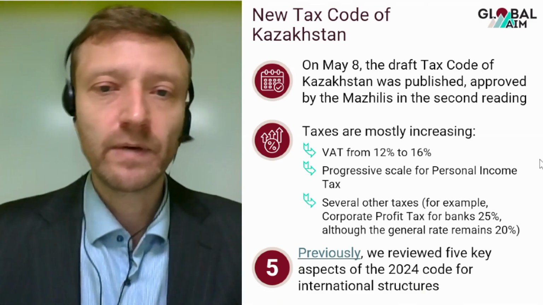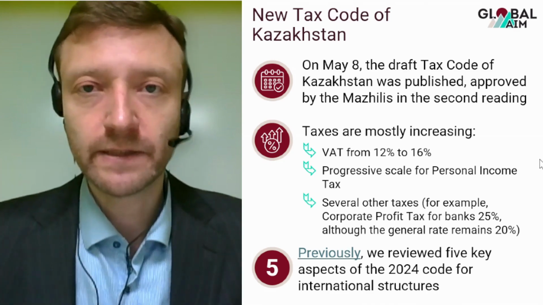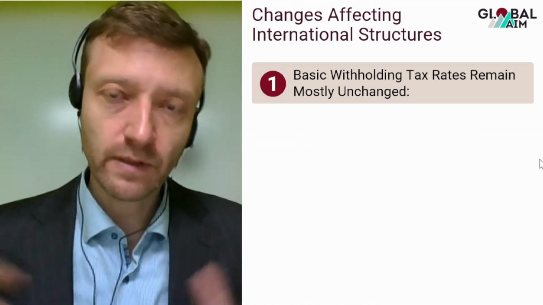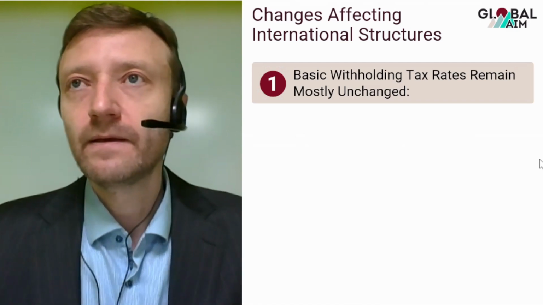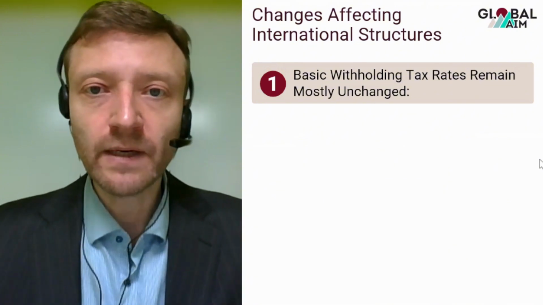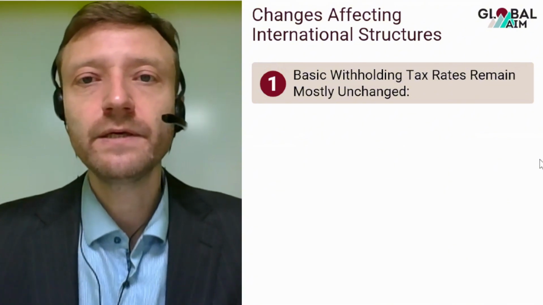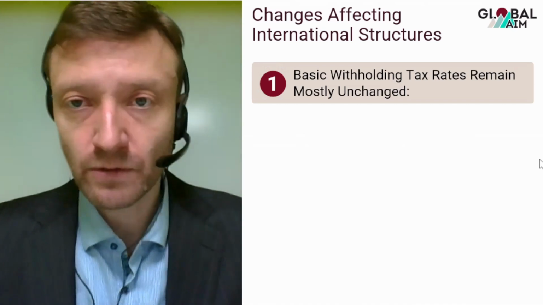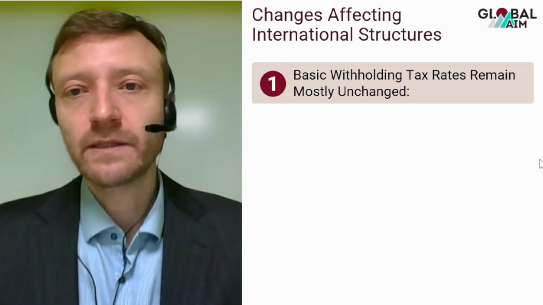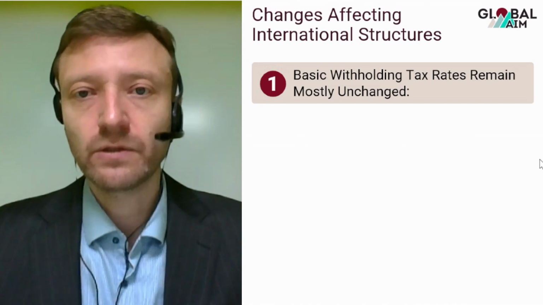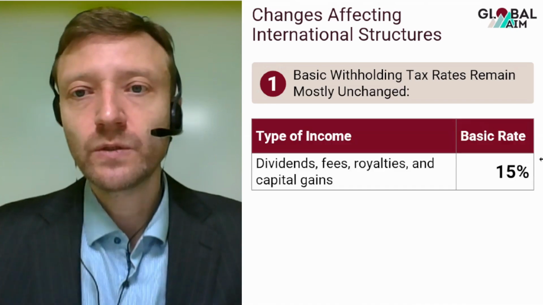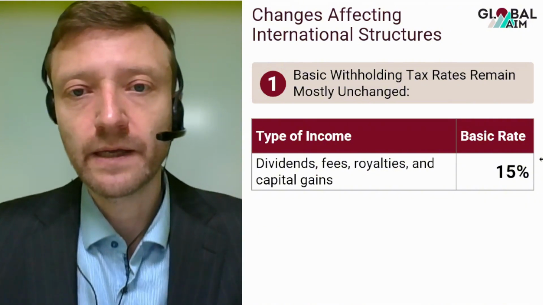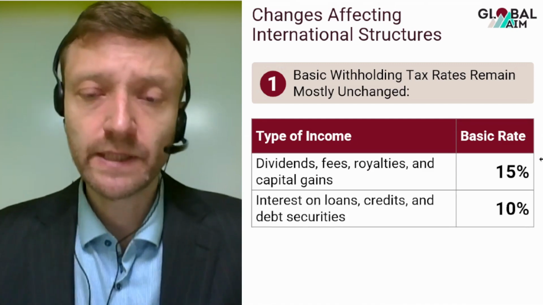And we are going to consider one by one the expected changes that affect international structures. So we are not following all changes, which are diverse, and the new tax code is a significant development. But if we look at the 5 key changes that affect international structures, we should look at withholding tax rates, for example. So the first expected change that we monitor is the withholding tax rates, which basically remain mostly unchanged. So for dividends, royalties, interest and capital gains, the basic rate is 15%.